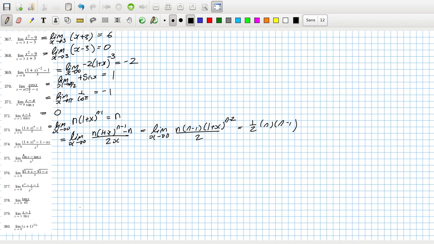X goes to 0, 0, 0, 0. So L'Hopital. Limit as x goes to 0, cos x minus 1 over cos squared x over 3x squared. So when x is 0, we'll get it. We get 1 minus 1. Yeah, L'Hopital again.